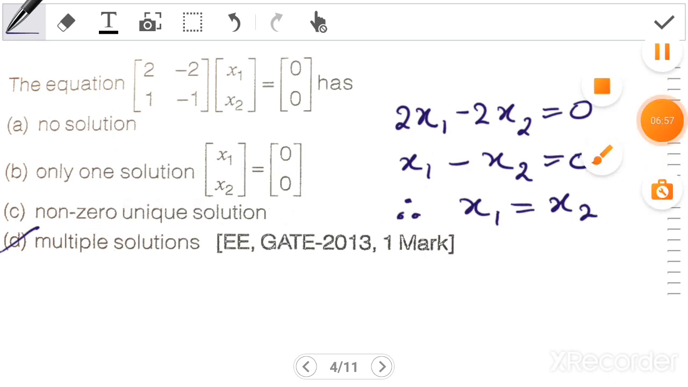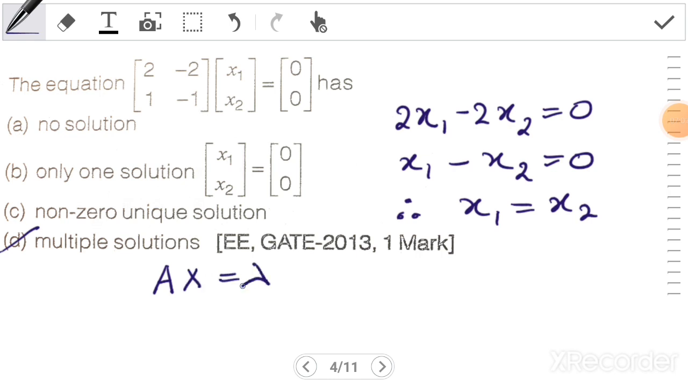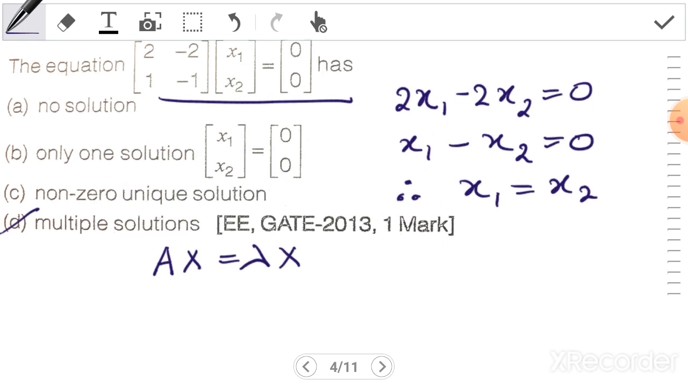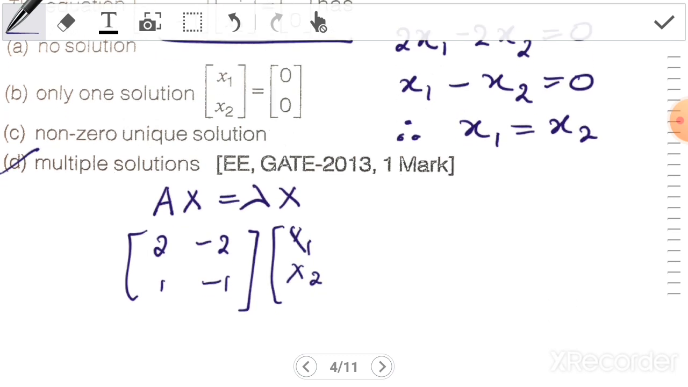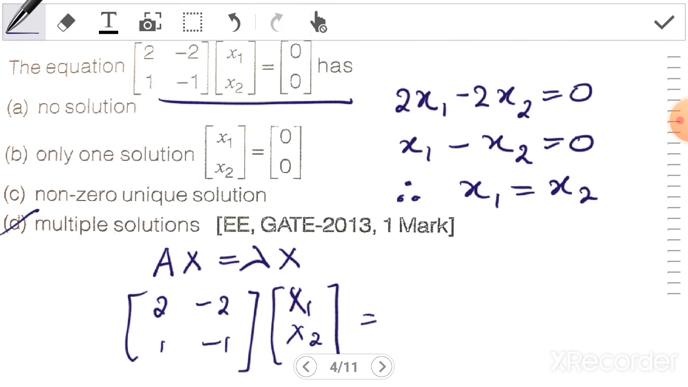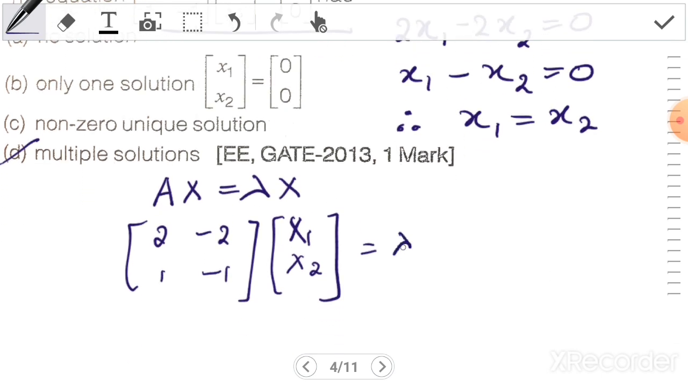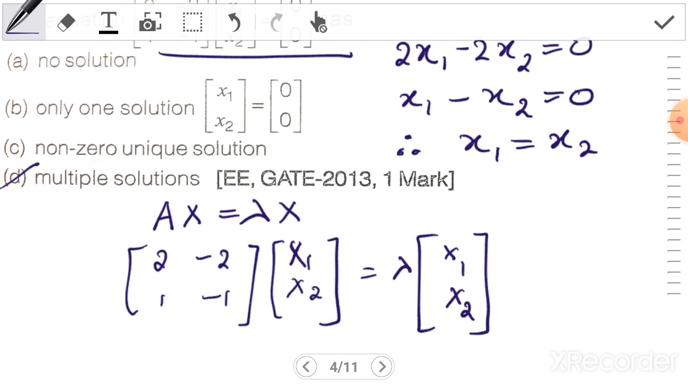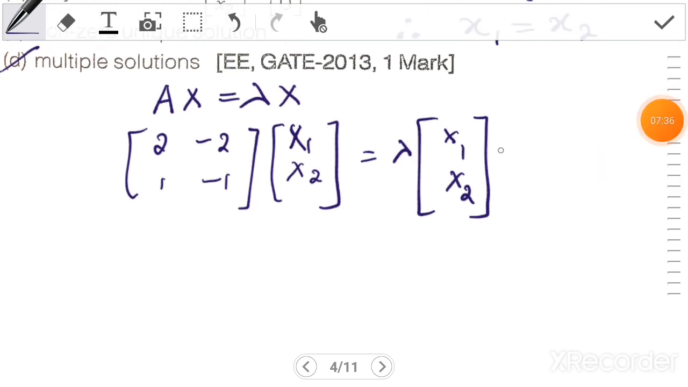Alternatively, we know that we have Ax is equal to lambda x. So this equation is of the form Ax is equal to lambda x. Comparing, A is 2 minus 2, 1 minus 1, and x1 x2, and lambda x1 x2. So by comparing, we can say that lambda is equal to 0.